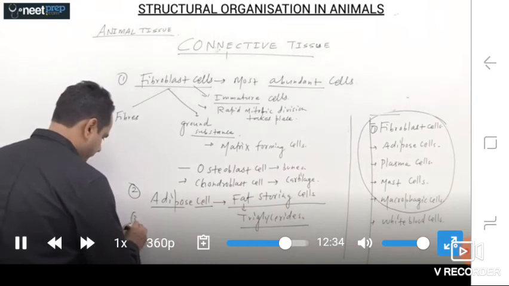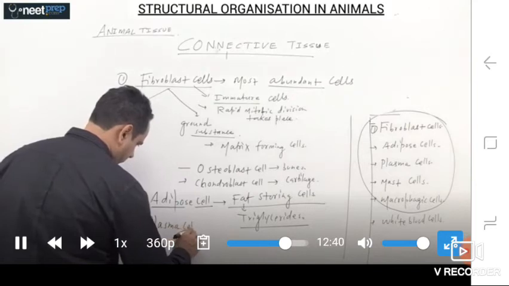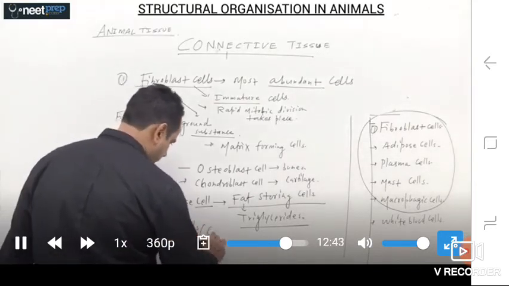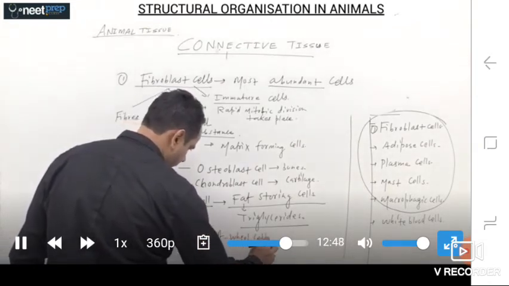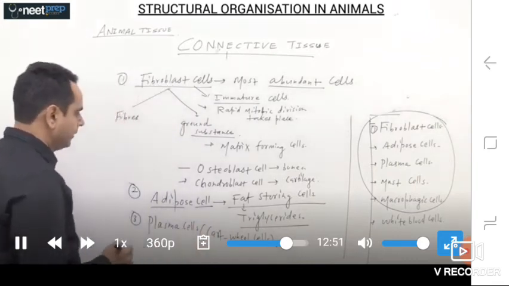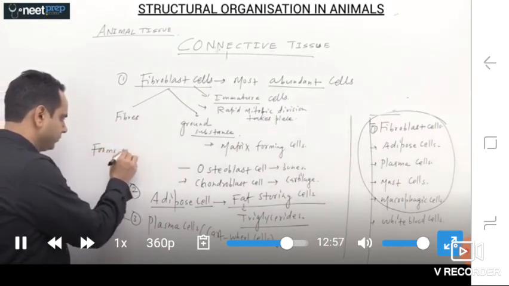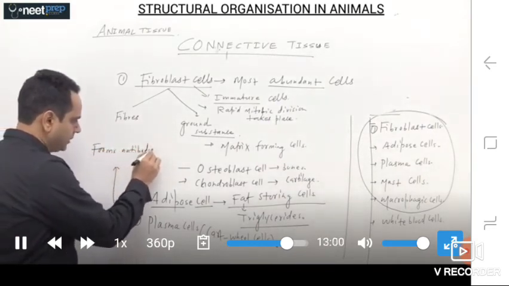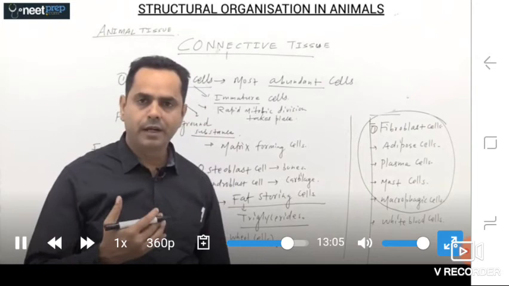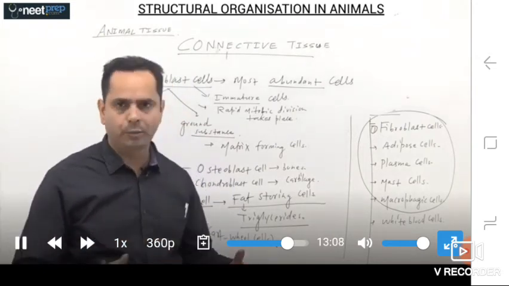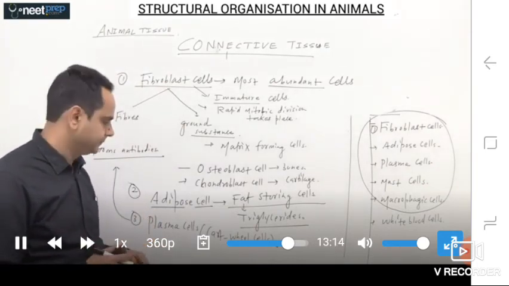Number 3 is called the plasma cells. Plasma cells are also called cartwheel cells. And remember, these plasma cells form antibodies. And those antibodies provide immunity. It provides defense to our body. So this is basically linked with immunity or the immune system, plasma cells.